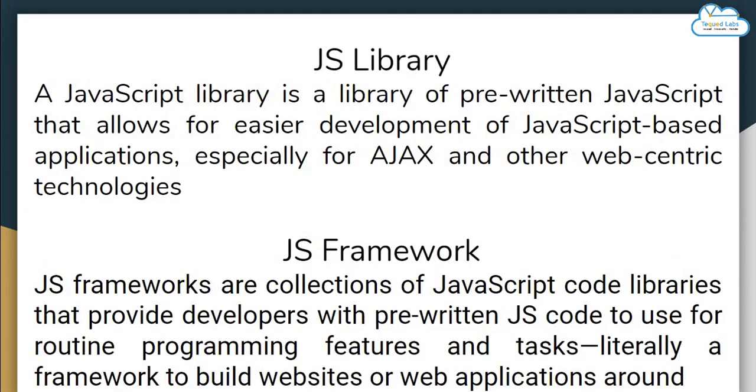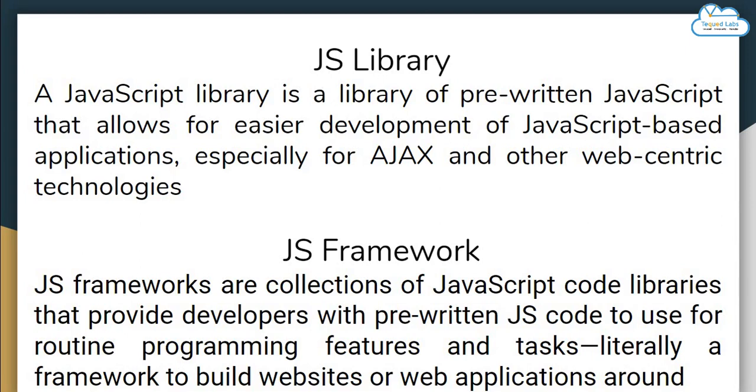Now let us learn about JavaScript library and JavaScript framework, and let us see what is the difference between them. A JavaScript library is a library of pre-written JavaScript that allows for easier development of JavaScript based applications, especially for Ajax and other web-centric technologies. Ajax stands for asynchronous JavaScript and XML. So basically, what is a library? A library is a collection of elements, or you can say that pre-written JavaScript code will be there in a library, right? It is used for efficient JavaScript based applications. Basically it is especially used for Ajax and other web-centric technologies as well, ASP.NET and all those things.